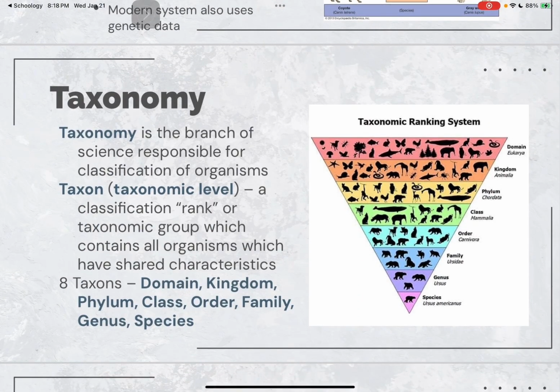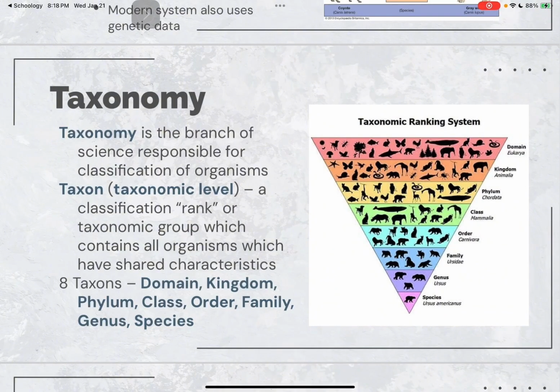So taxonomy is the branch of science responsible for the classification of organisms. And then there's a taxon. We get that from taxonomy. A taxon is a taxonomic level, which is a classification or rank, which is used to essentially characterize the different groups and organisms that have shared characteristics. So we have 8, not 7. If you Google it, it might say 7, but there are 8. Don't get confused. There are 8, and it starts from biggest to smallest.